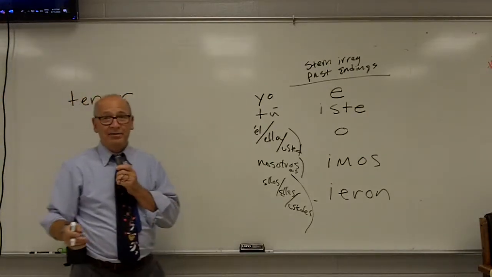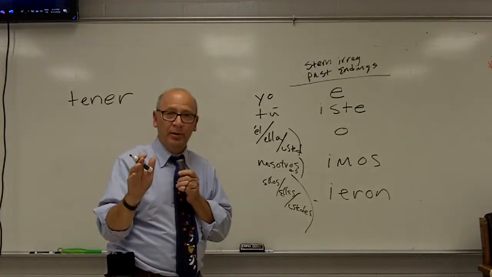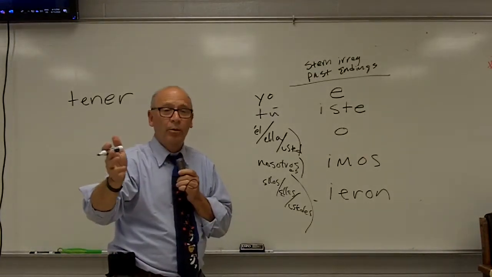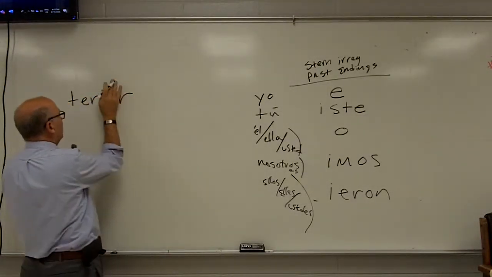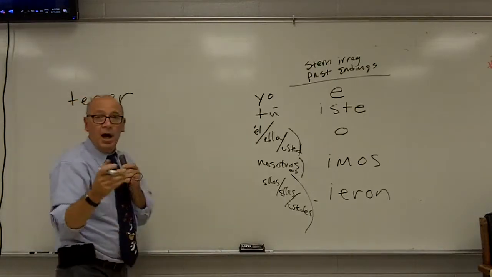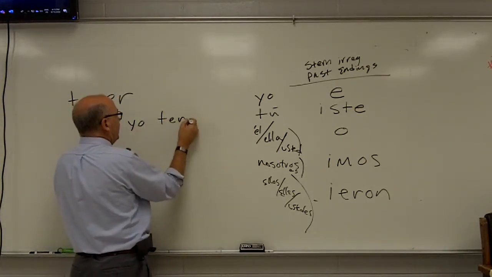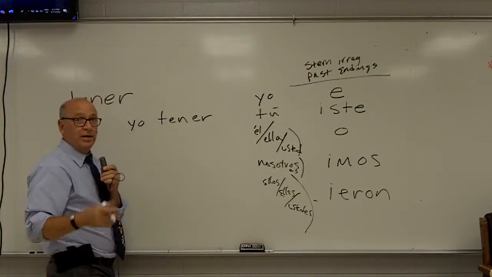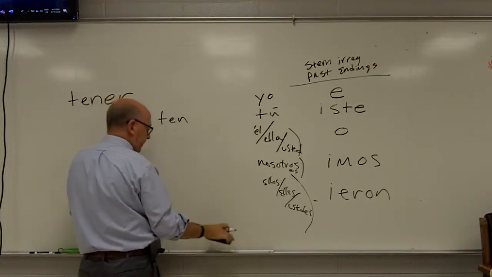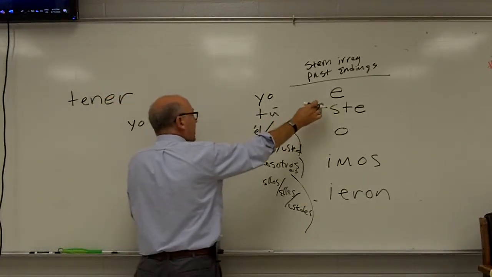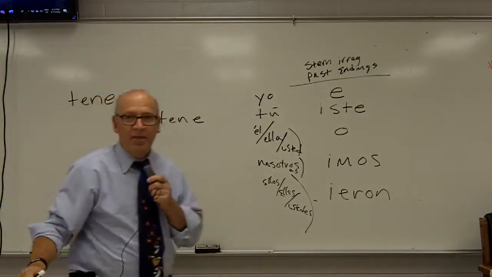That means to have. Now, if this were a regular verb in the past, what we would do is take off the ER. So we could say yo, T-E-N-E-R. We'll take off the ER. And then we'll add O, our ending here. Yo tene.